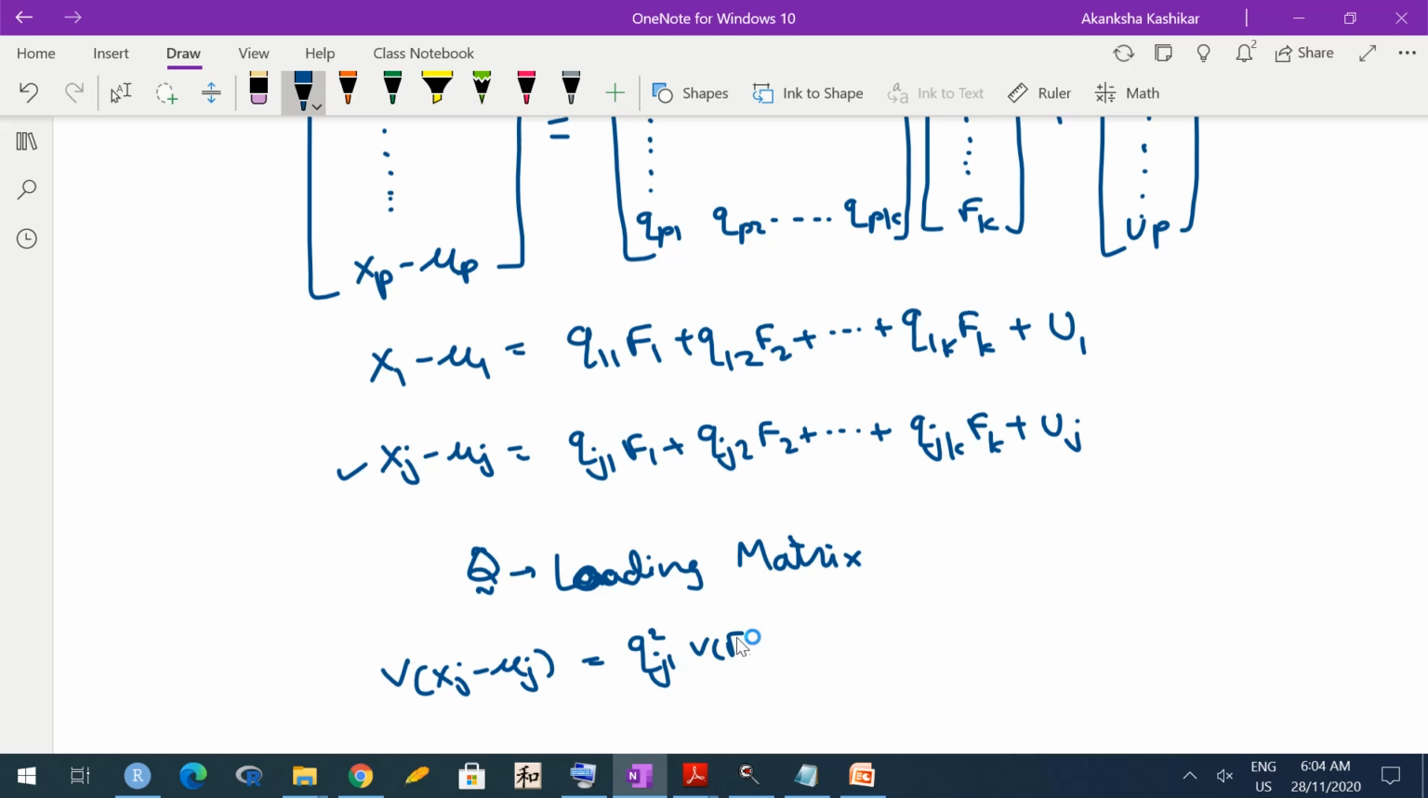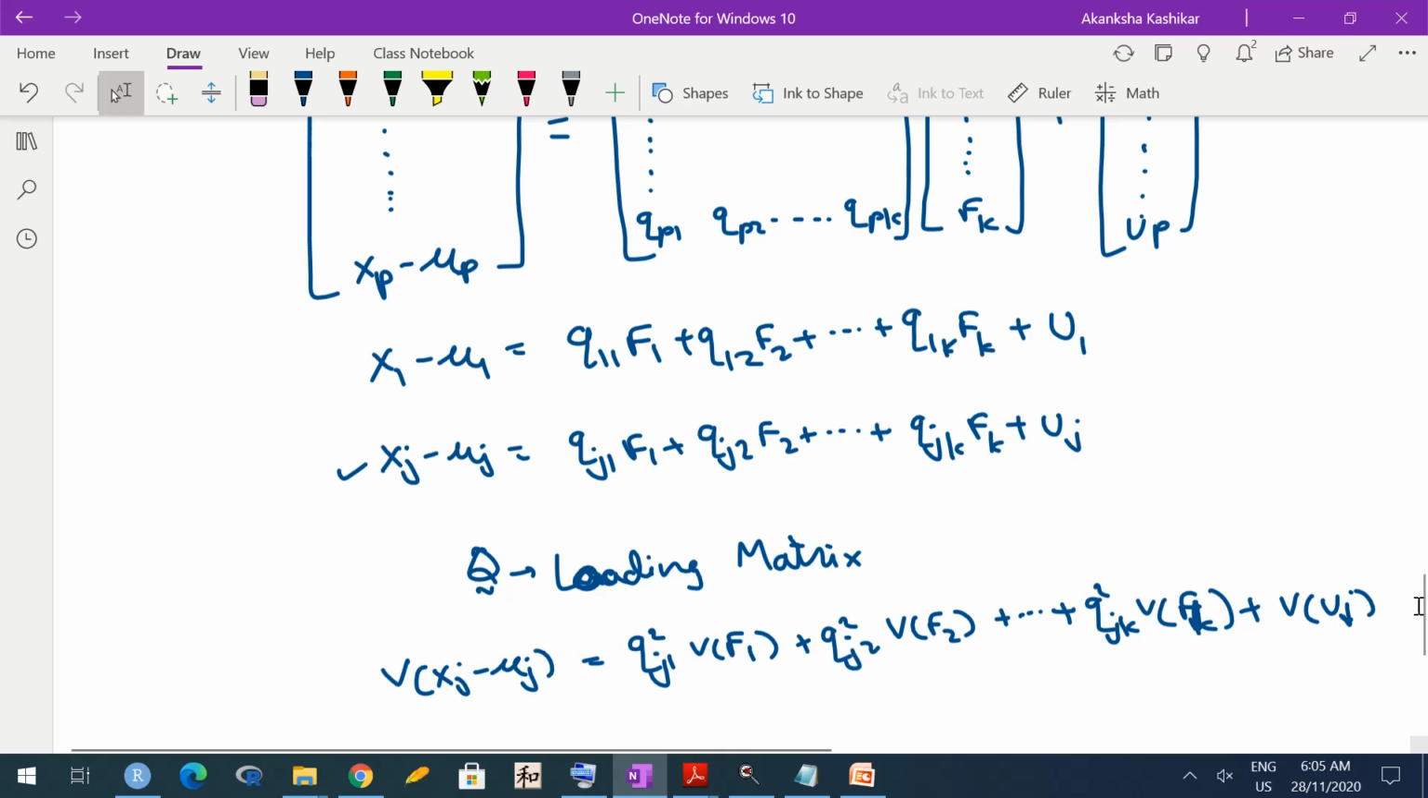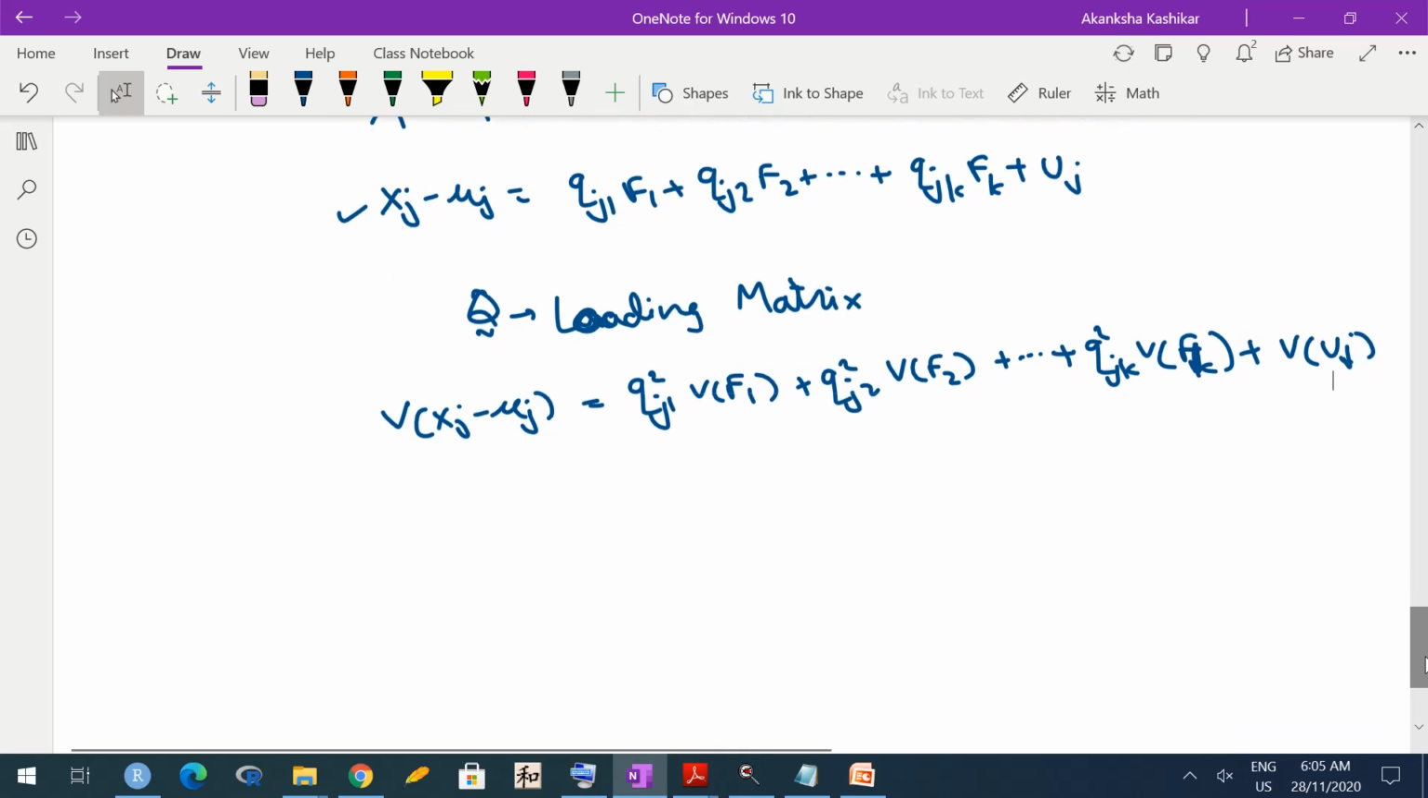So qj1 square variance of f1 plus qj2 square variance of f2 plus up to qjk square variance of fk plus the variance of uj. Now covariances won't come into the picture because we have assumed that the fj's are uncorrelated. And there is only one uj coming in the picture, so no question of covariance. We have also assumed that the factors are centered, so variance of each fi is 1. So what I have is variance of xj minus muj, which is the same as variance of xj because variance is not affected by change of scale, because muj is constant.